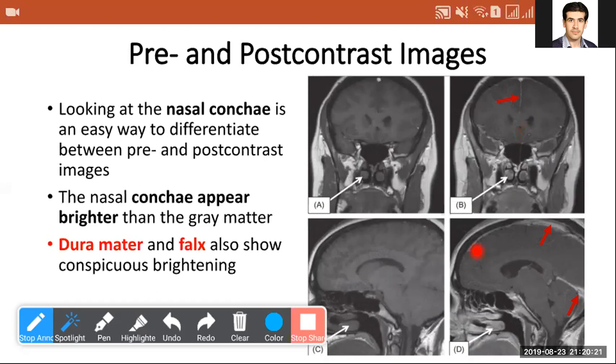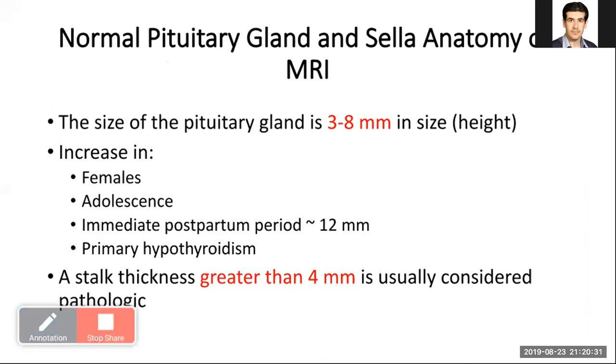Also, in most cases, we can see some vessels become brighter after enhancement. The normal pituitary gland is about 8 millimeters in size. It becomes increased in females and adolescents, immediately after pregnancy, and in primary hypothyroidism. The pituitary stalk normal size is about 4 millimeters.